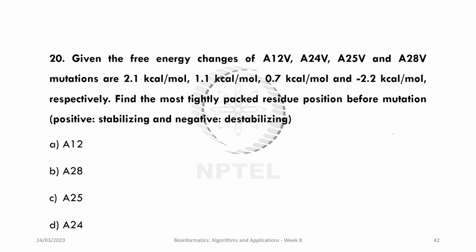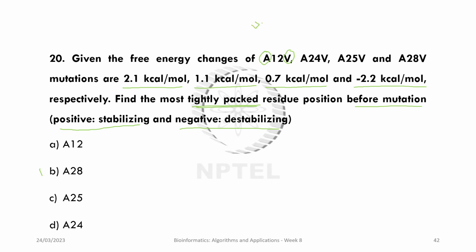All right. Question 20. Given the free energy changes of A12B, A24B, A25B, and A28B mutations are 2.1 kcal per mole, 1.1 kcal per mole, 0.7 kcal per mole, minus 2.2 kcal per mole, respectively. Find the most tightly packed residue position before mutation. And you know that positive is stabilizing, negative is destabilizing. Again, you're talking about alanine getting converted to valine.